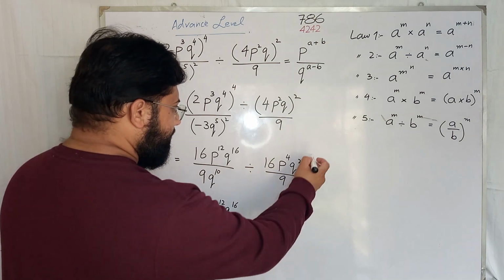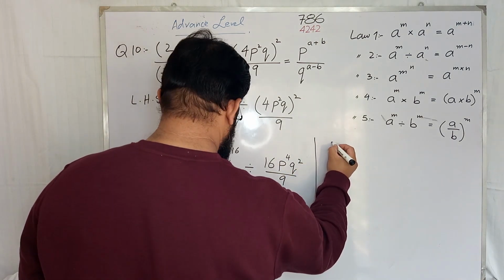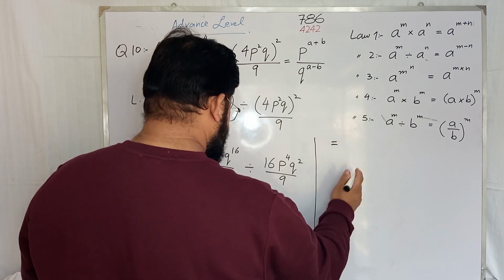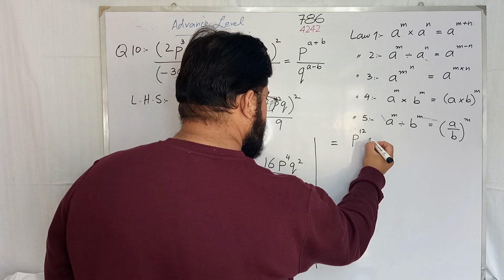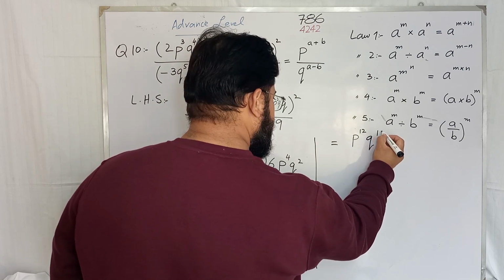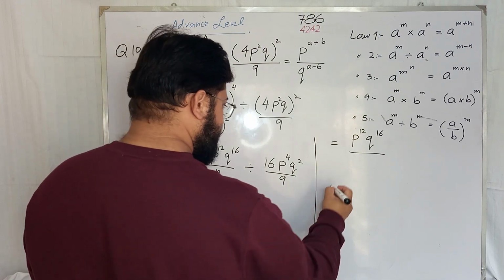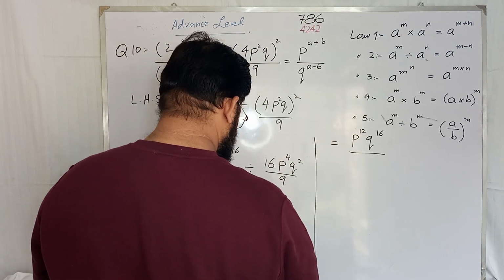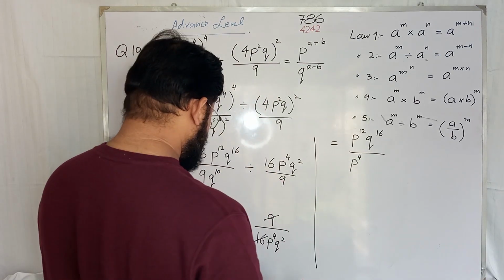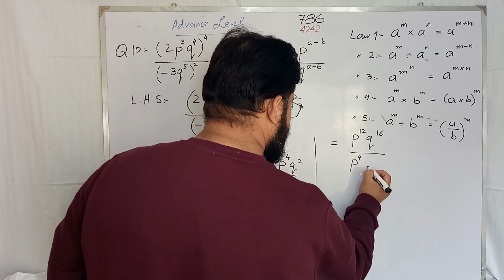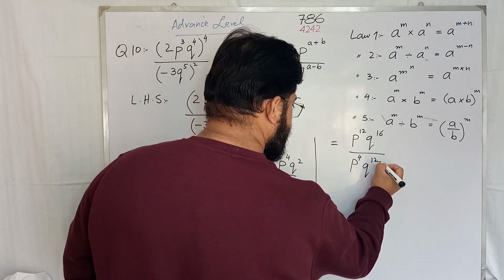Next, I am running short of space, so I am writing over here. We are left with P12 q to the power 16 divided by q10 divided by P4. q10 into q12, it will be 10 plus 2, 12.